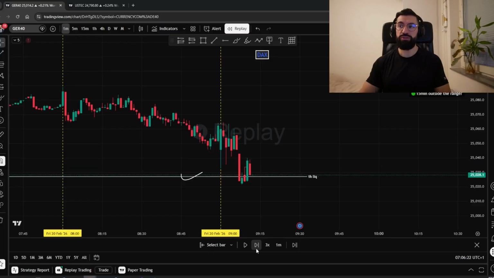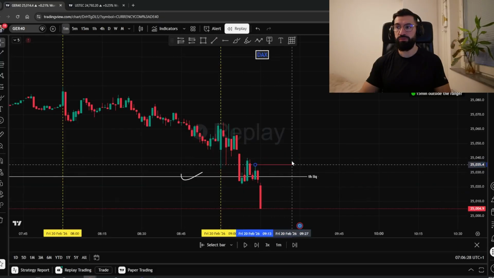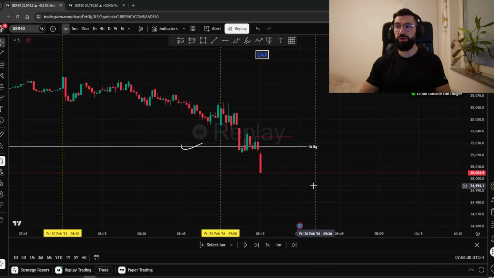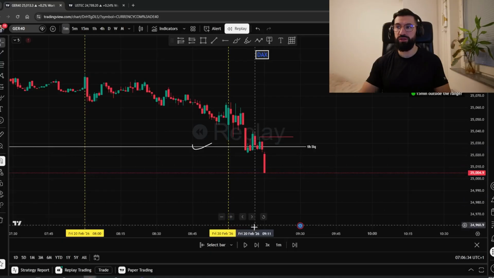So it continues down. It created a new high right here. Right, I'm waiting for it to do a break of structure. And this is, by the way, not a clear break of structure, so I wouldn't have taken a trade out of this.